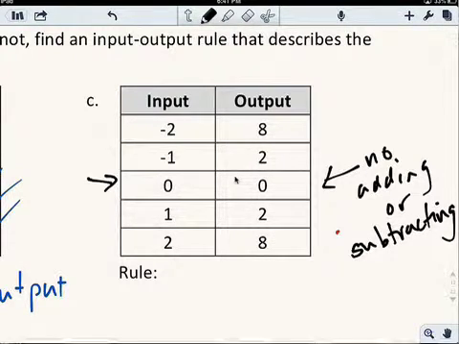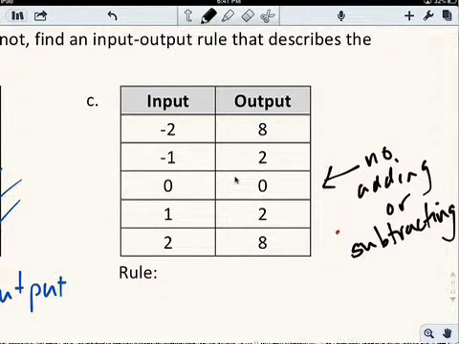So something that I'm noticing is that 8 and 8 are on here, and 2 and 2 are on here. And so I'm wondering about that. It kind of is a little bit curious. It makes me think that negative 2 and 2, since they have to come out with the same thing, it's like it doesn't matter that it's positive or negative.